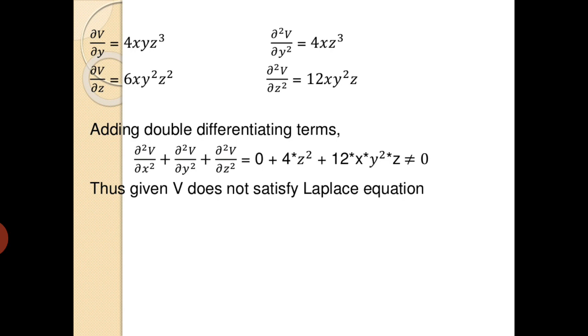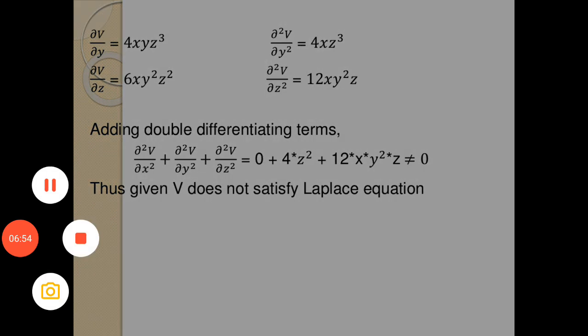Hence the given V does not satisfy the Laplace equation. They asked whether it satisfies the Laplace equation or not, and by evaluating it, we conclude that it does not, because the sum is not equal to 0. So this is one example of the Laplace equation and the applications of Laplace and Poisson's equation. Thank you.